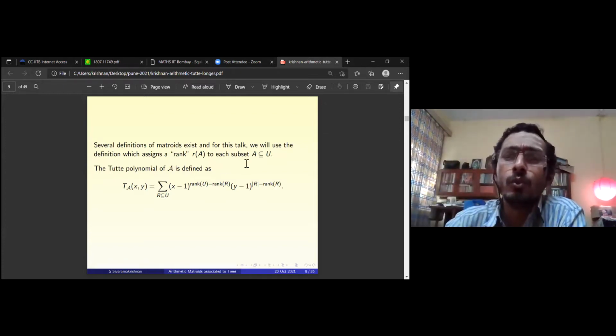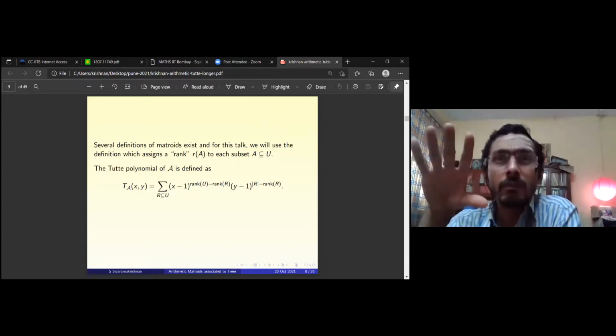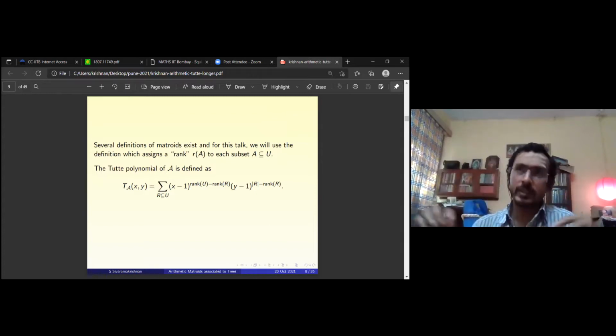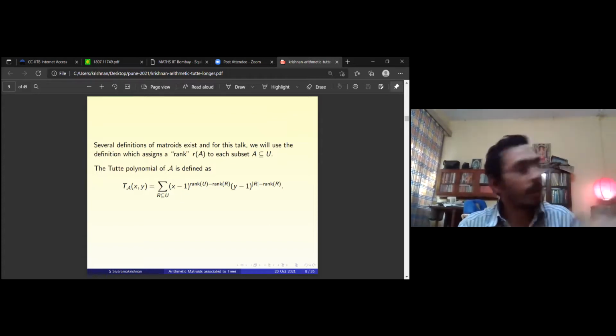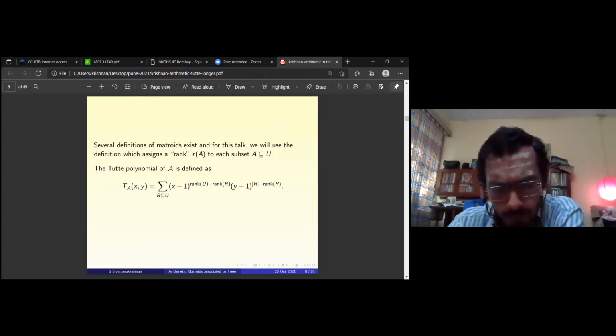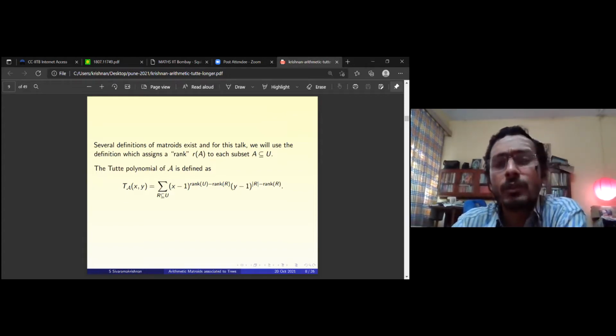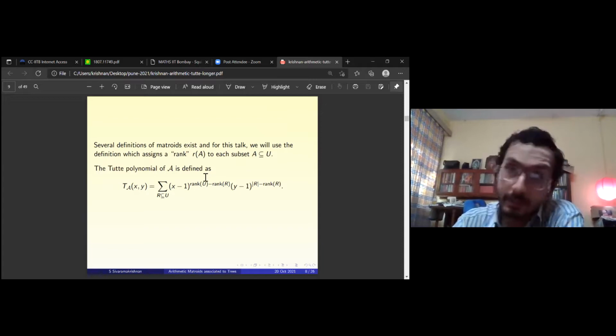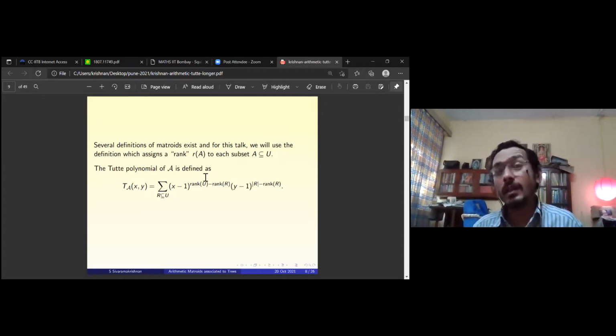You have this U, which is the index set. You have some subsets of U. Some subsets meaning not just 2-element subsets, 3-element, 4-element, any number. So you can have a set of subsets of U which are linearly independent. So look at all those subsets of U which are linearly independent. That family of subsets of U has some rich structure.